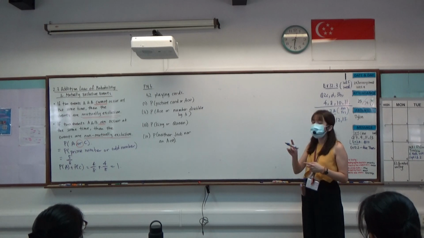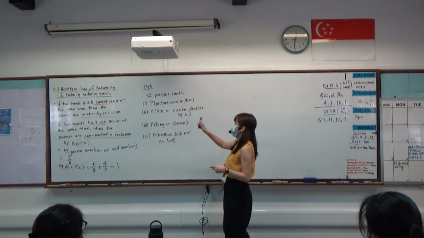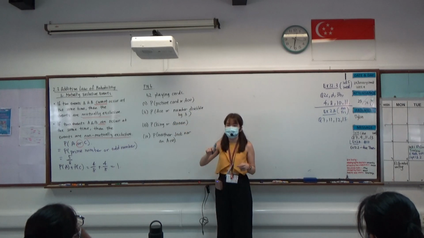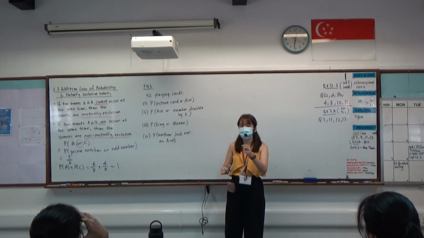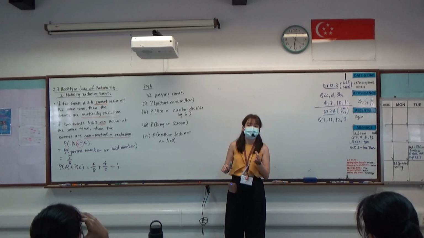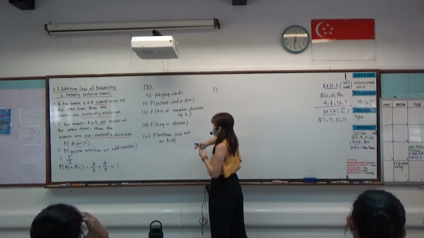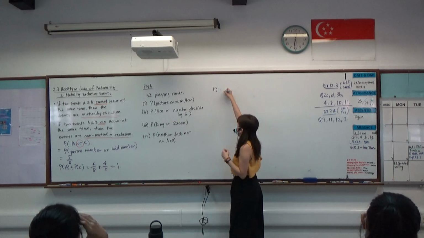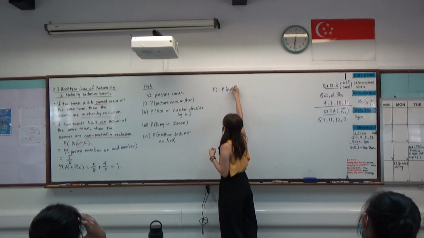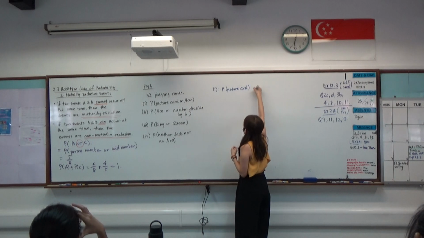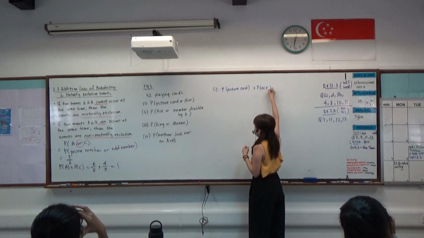But we also recognize that drawing a picture card is a mutually exclusive event from drawing an ace, because you cannot have an ace that is also a picture card. So that's why in part 1, we can see that it is as good as thinking of the probability of a picture card plus the probability of getting an ace.